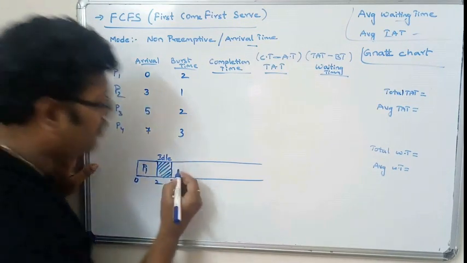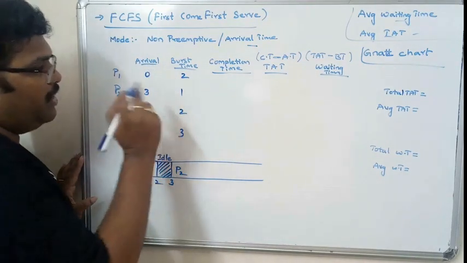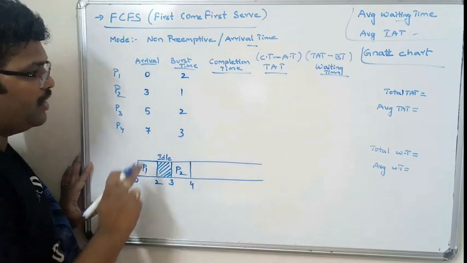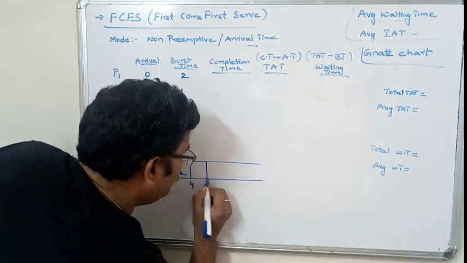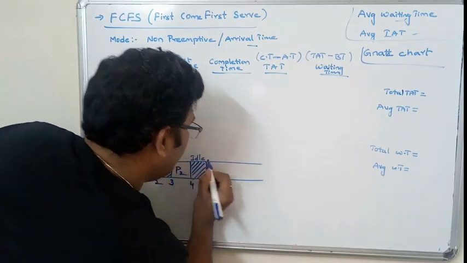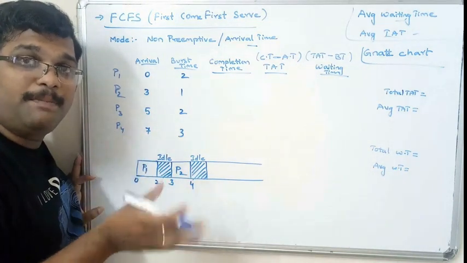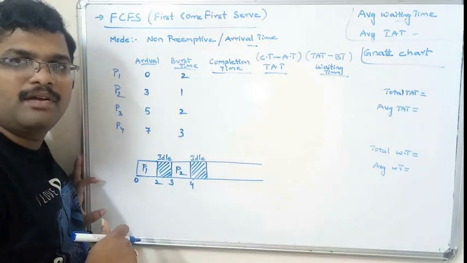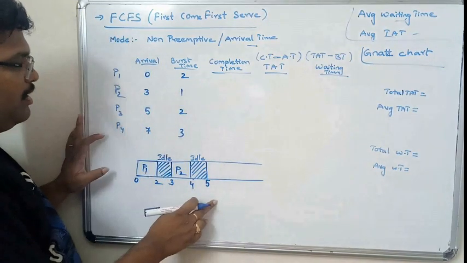At the time 3, P2 arrived. So P2 is given to the CPU. It requires only 1 millisecond, so at the time of 4, it completes its execution. P3 arrives at 5, so from 4 to 5 again the CPU is in idle state. So in this example, the CPU is waiting for the processes. In the previous two examples, the processes were waiting for the CPU. Right? So from 4 to 5, the CPU is idle.